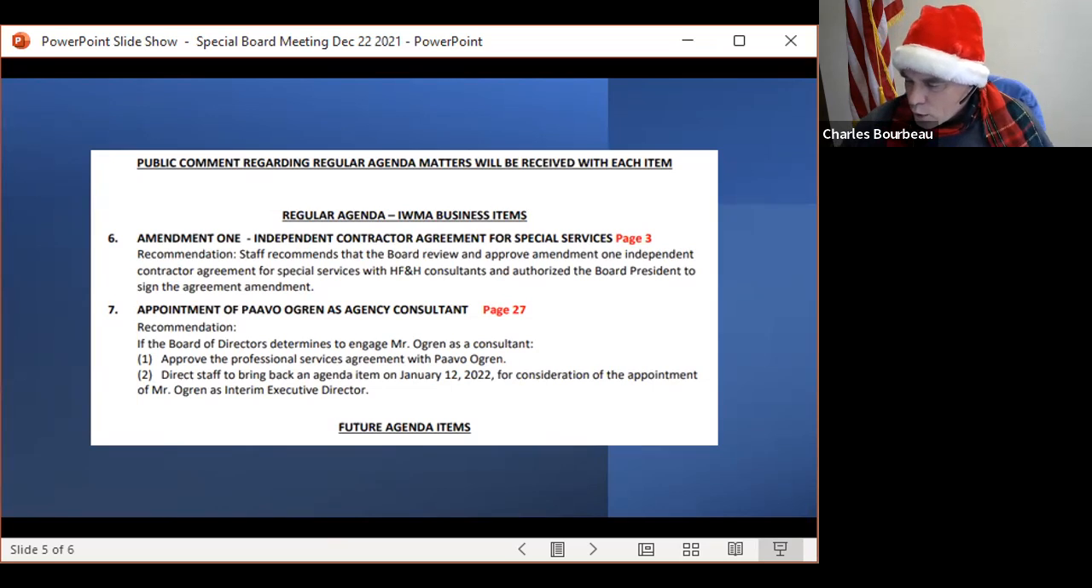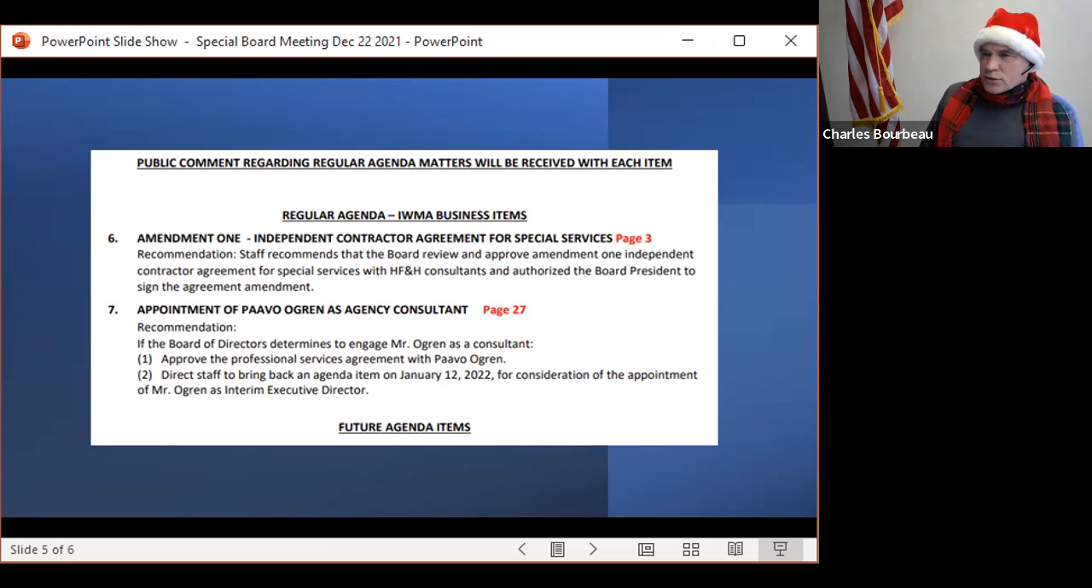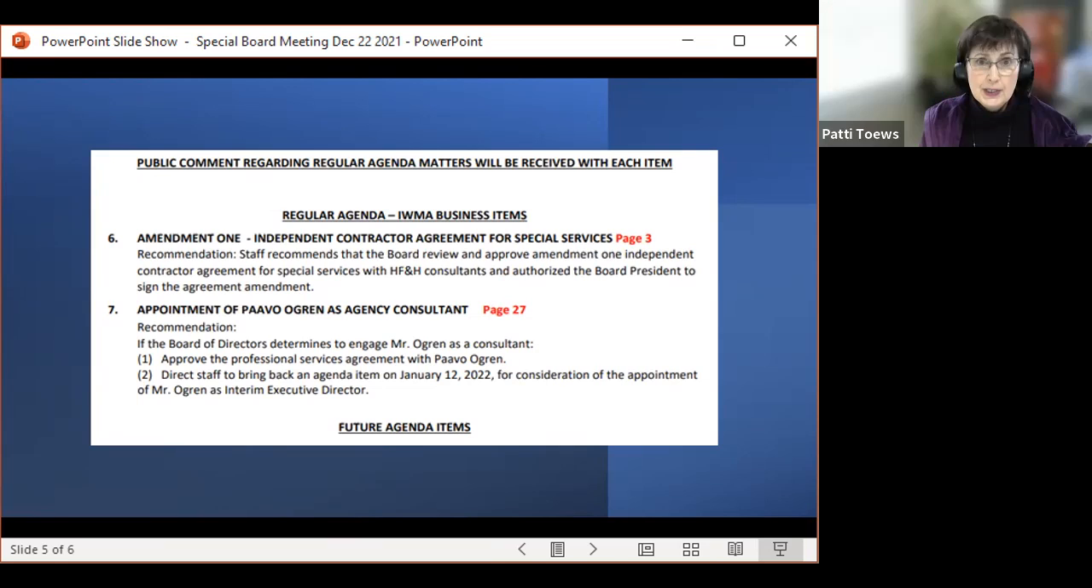to the request in the city resolutions that we hire an outside third-party consultant to review the operations of the agency. And we had a discussion about looking to use HF&H for that. That is not included in this amendment here today, but would be an item for separate discussion at our January board meeting. Is that correct? Yes, it is. Got it.